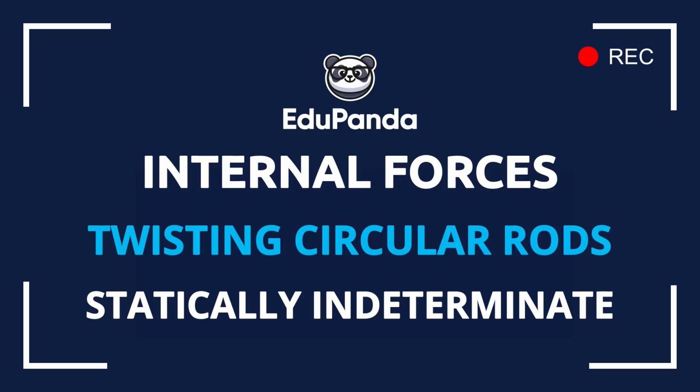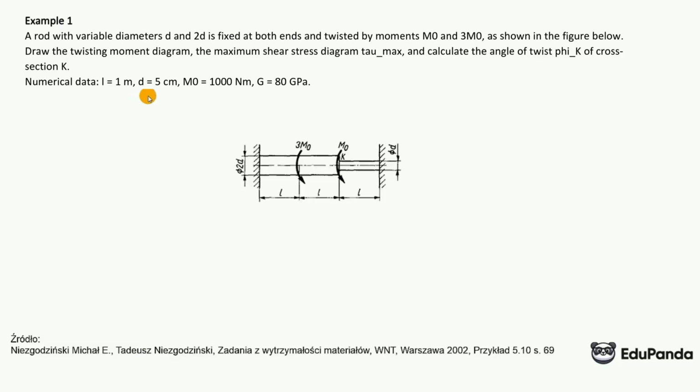Hello, welcome. Today we will work on a statically indeterminate example concerning the twisting of round bars. Let's get started. A bar with a variable diameter, d here and twice the diameter, 2d here, is fixed at both ends and twisted by moments m0 and 3m0, as shown in the illustration below. Draw the twisting moment graph, the maximum stress graph tau max, and calculate the angle phi k of twist of section k.